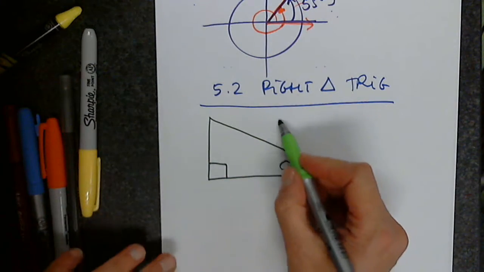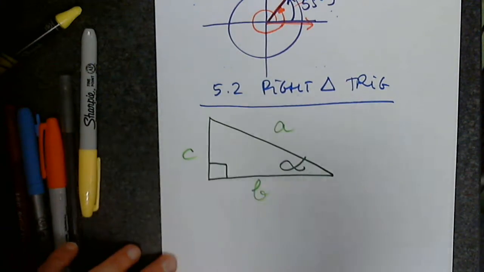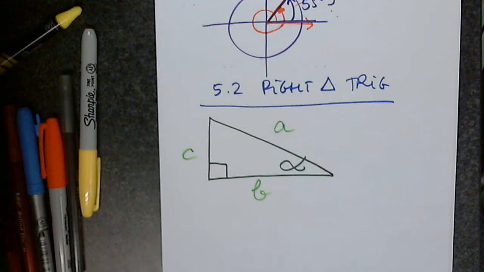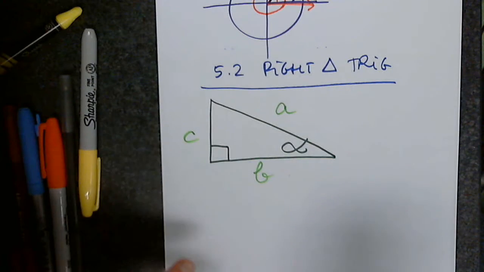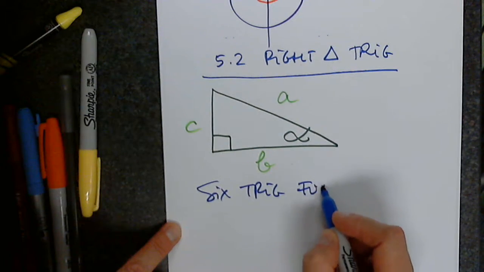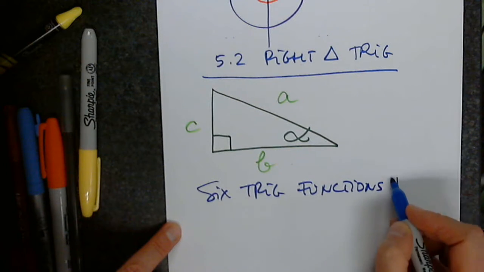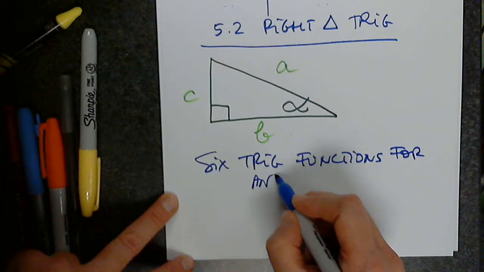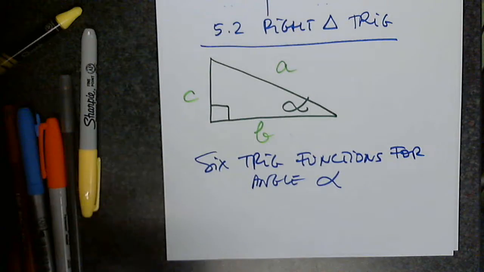The longest is A. Very good. A, B, and C. Perfect. And we will define 6 trigonometric functions of angle alpha.